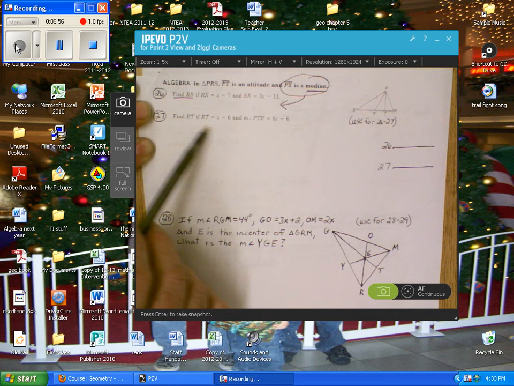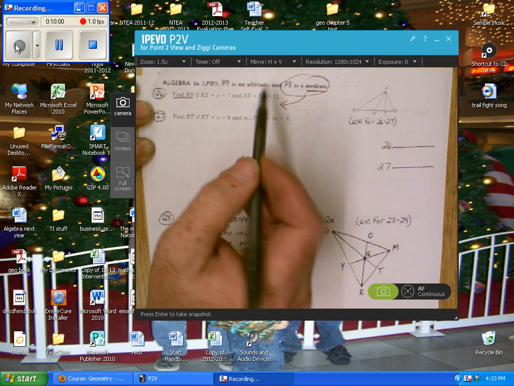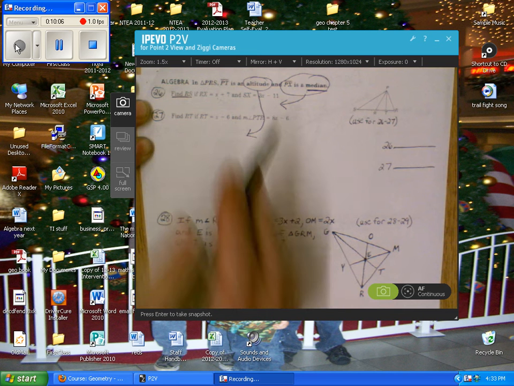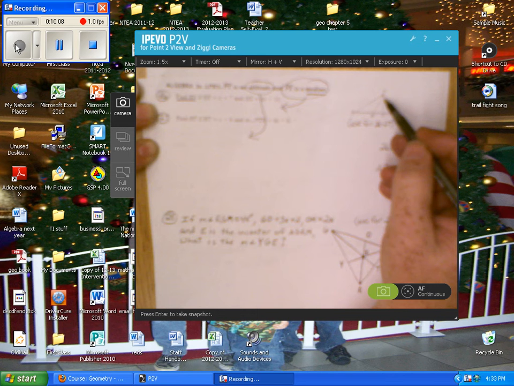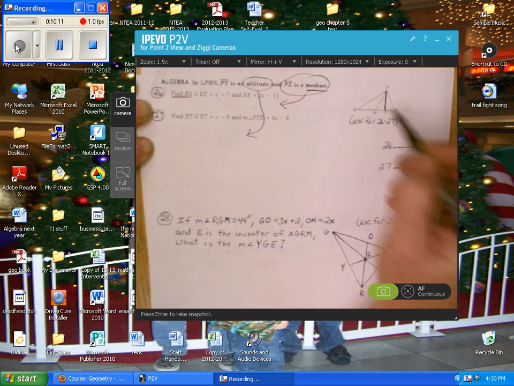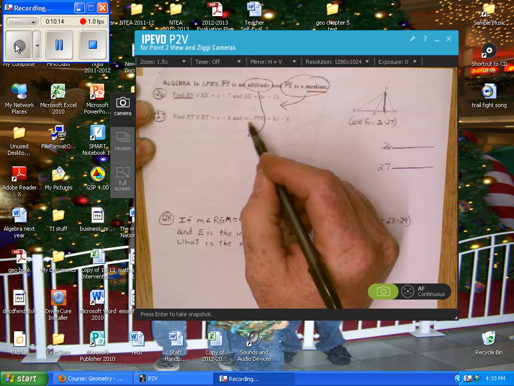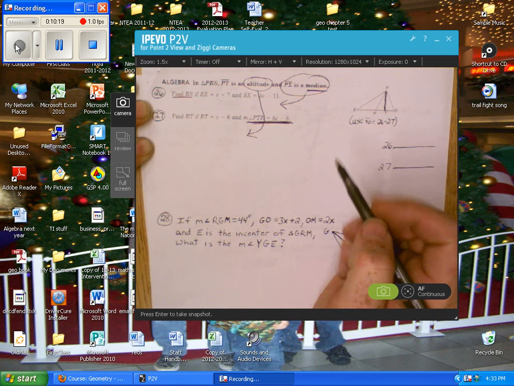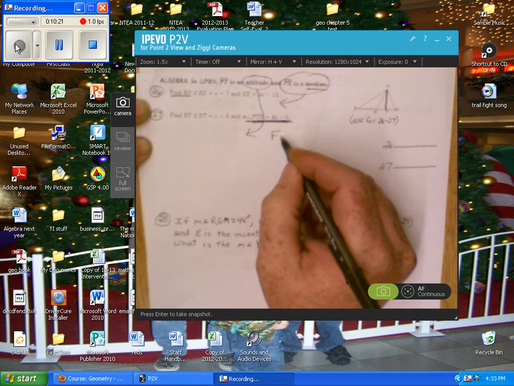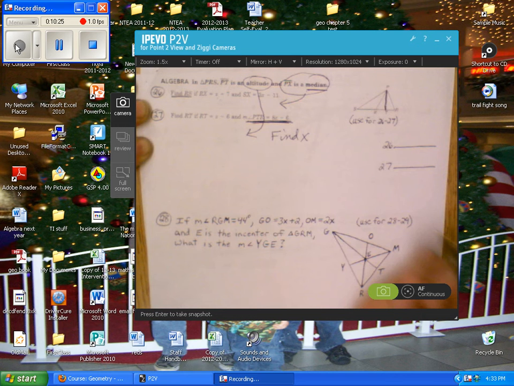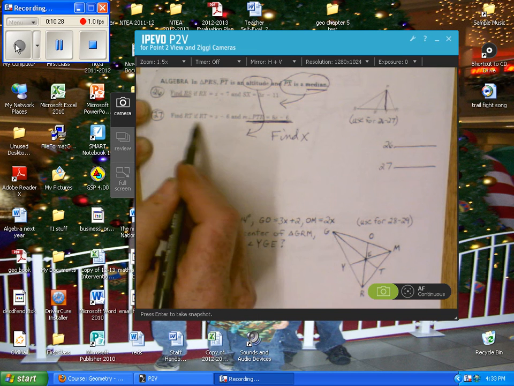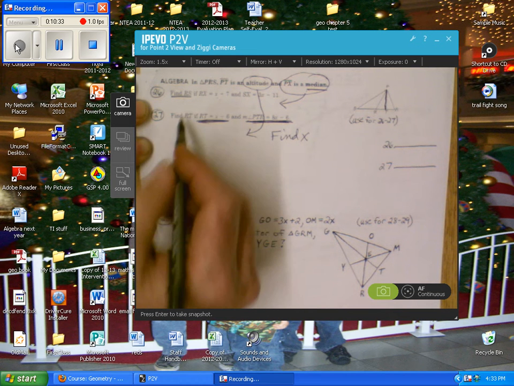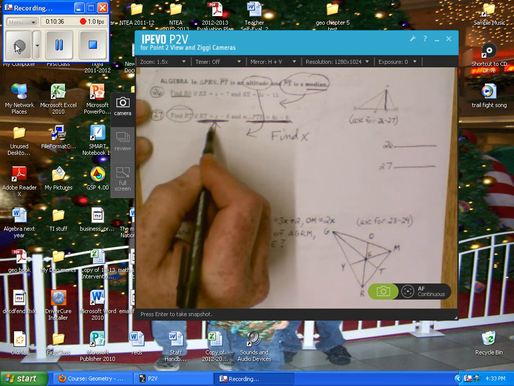27, you're going to use what they told you up here, that this is an altitude. The segment that comes down through here is an altitude, and that tells you something about this angle. Figure out what that tells you about the angle, then find x. Once you find x, then you can go back and find the length of segment RT by plugging in for x.